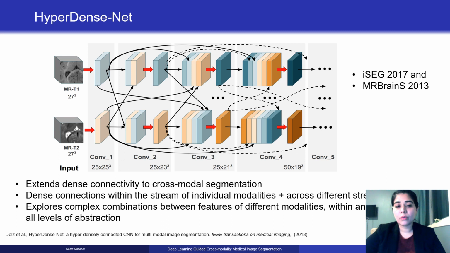Hyperdense net is another form of layer level feature fusion, where the concept of dense connectivity was embedded with the layer level fusion. So dense connectivity in hyperdense net was not only provided within the single modality stream, but across the streams as well, to ensure better flow of information and better feature extraction capabilities. Because of this capability, the method was able to explore complex relationships between features of different modality within all levels of abstraction.